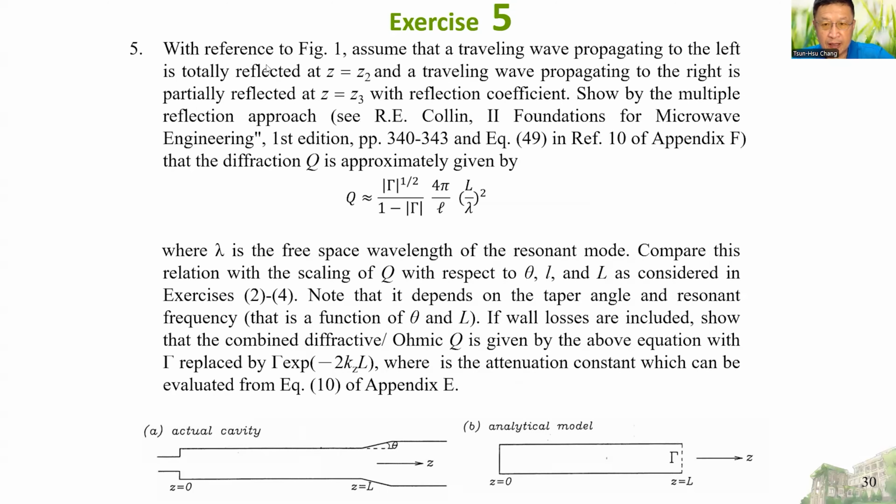Exercise number 5. Okay, try to answer using a better model. This is the actual cavity, and this is the analytical cavity, assuming a reflection coefficient gamma. The left-hand side is closed, not much difference, but the right-hand side has a reflection coefficient gamma, and you can compare the results. It will be interesting and helpful.